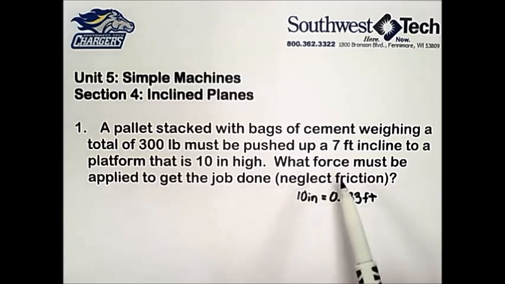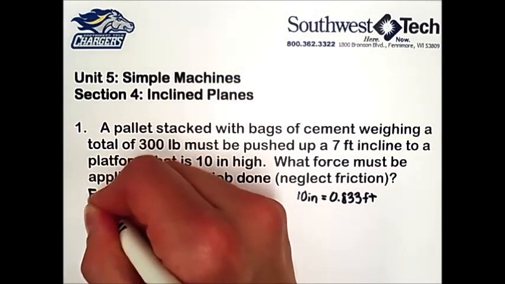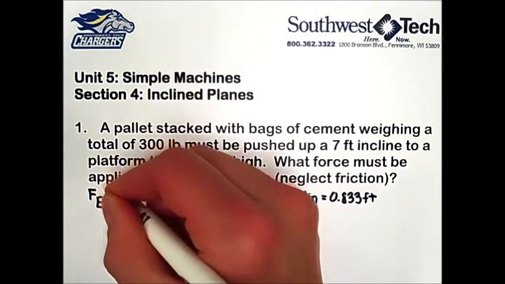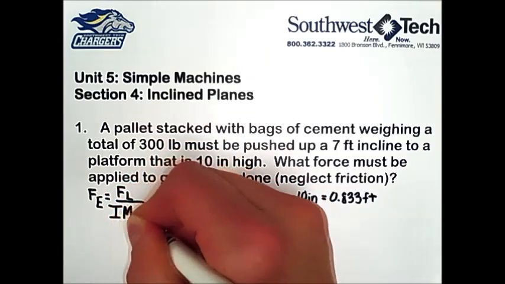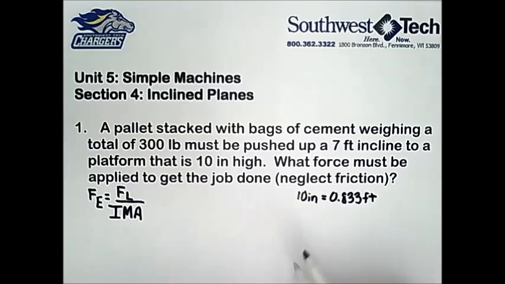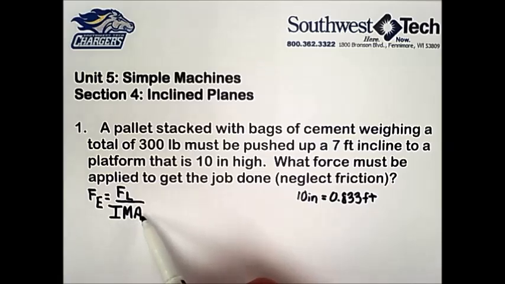The next thing that we're going to look at is, in this problem, we want to figure out what force must be applied to get this job done. So we're trying to find the effort force needed. And in order to find the effort force, that is equal to our load force divided by the ideal mechanical advantage. Because we're neglecting friction, we need the ideal mechanical advantage, which we do not have. So we have to find the ideal mechanical advantage before we can solve for the effort force.